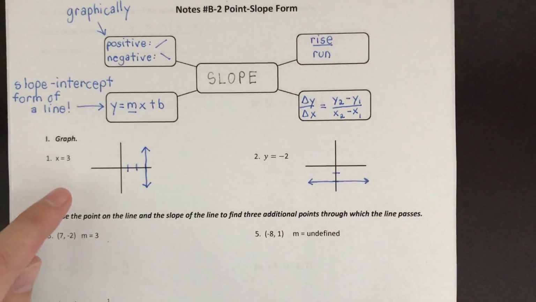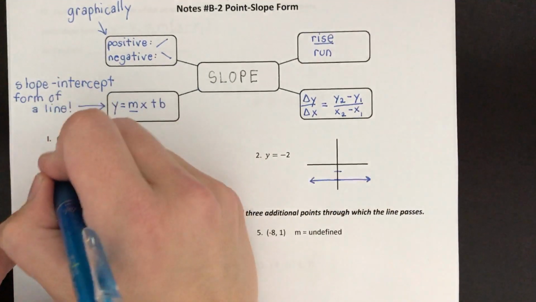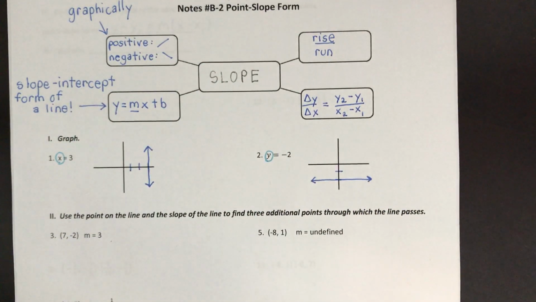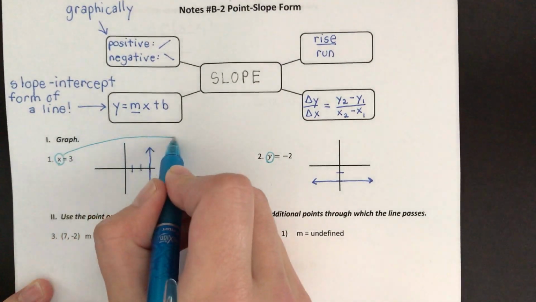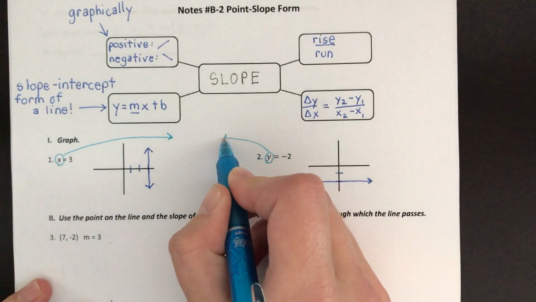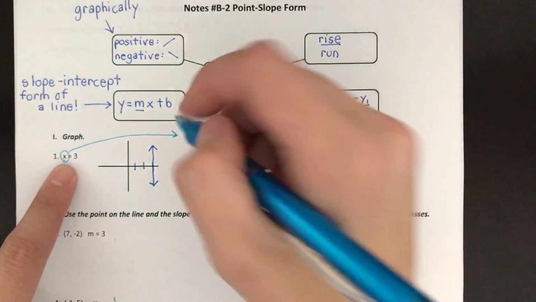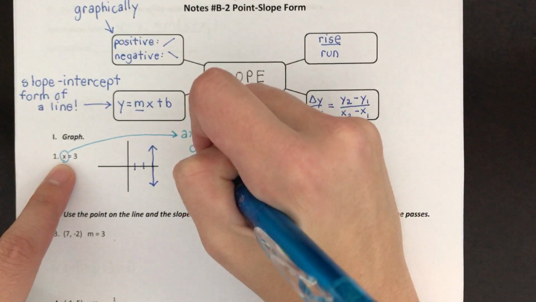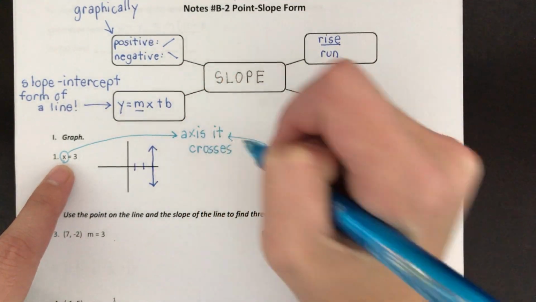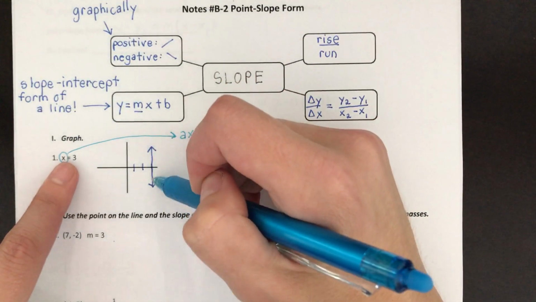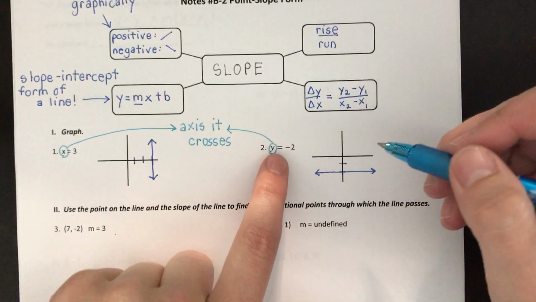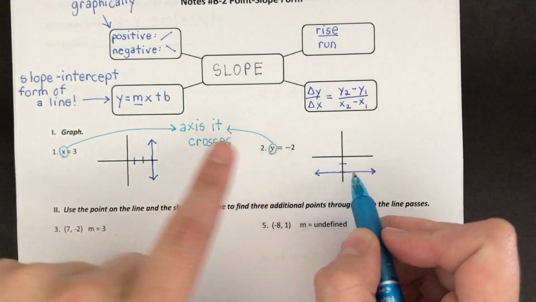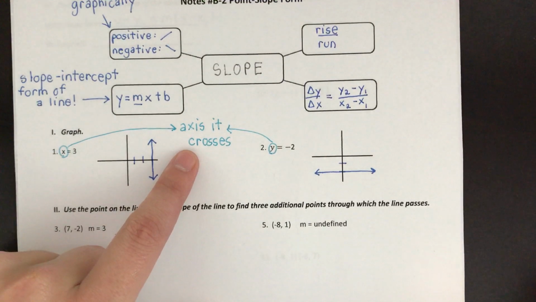Furthermore, if you have a difficult time knowing whether to graph a vertical or a horizontal line, this is a little pointer or tip for you. The variable that you see here tells you which axis the graph crosses. So if it's x equals 3, we cross through the x-axis at 3. If it's y equals -2, we cross through the y-axis at -2. So that will help if you have trouble with that, hopefully.